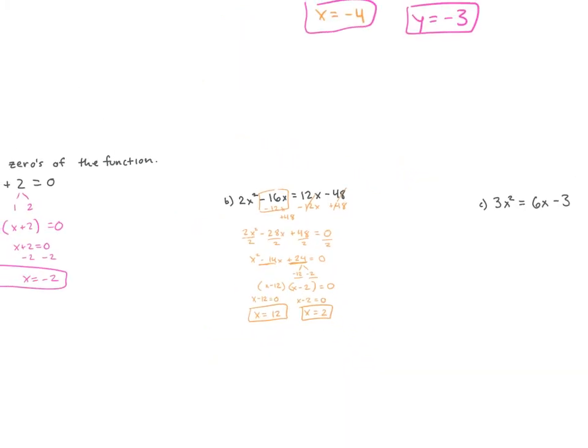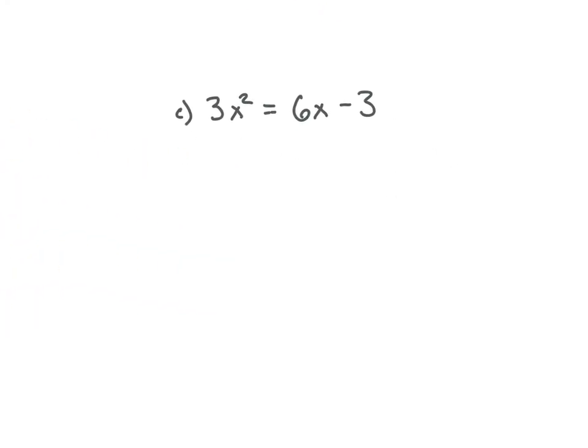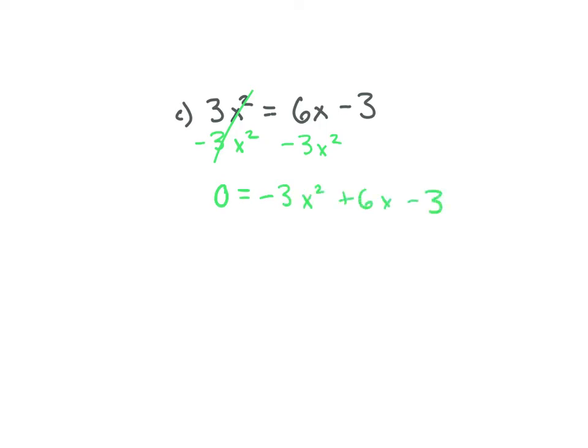All right, we have one more here. Let's look at C. What should we do first? Move it to one side. So we can either move the 6x and the 3 to the other side, or we can move the 3x squared. So I'm just going to move the 3x squared to the other side. You would get the same answer no matter which you move. So you can move everything to the left or move everything to the right. So now you have 0 is equal to negative 3x squared plus 6x minus 3.